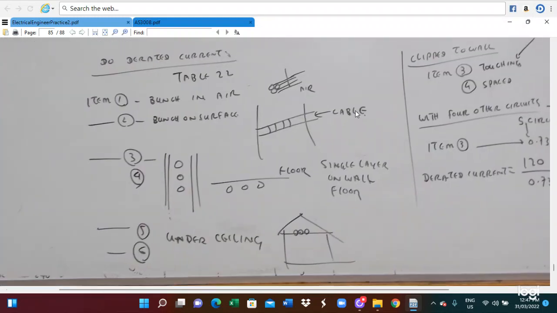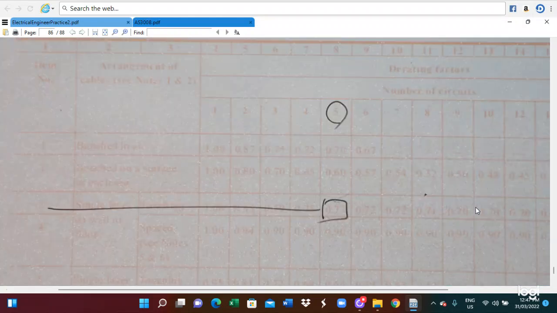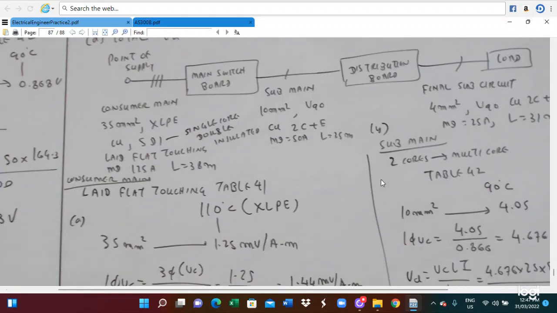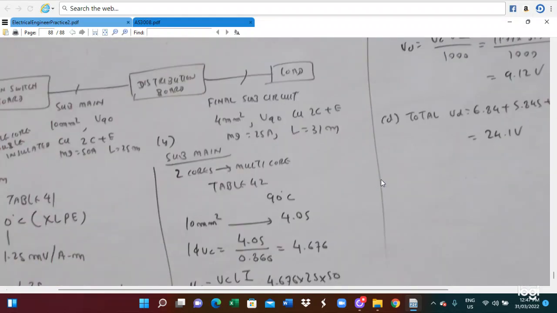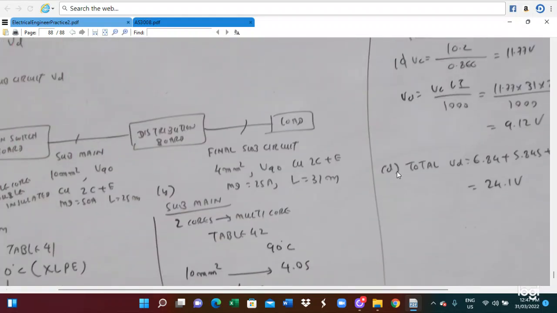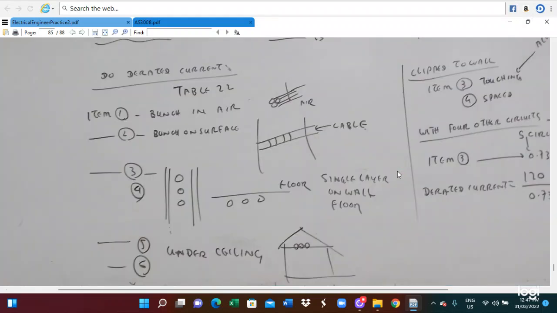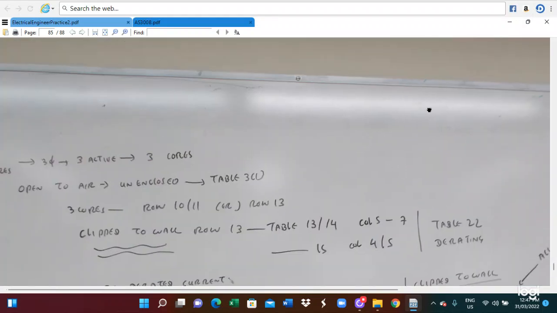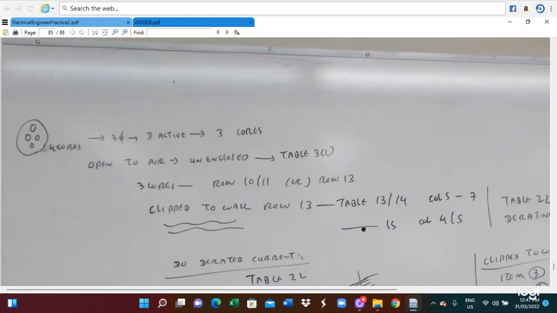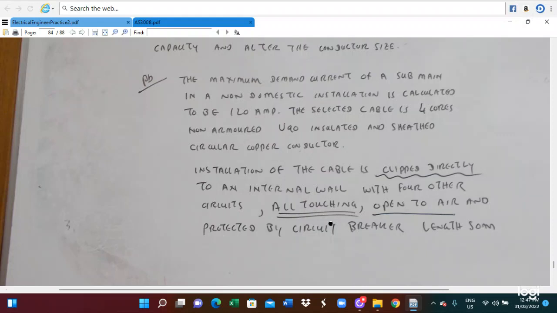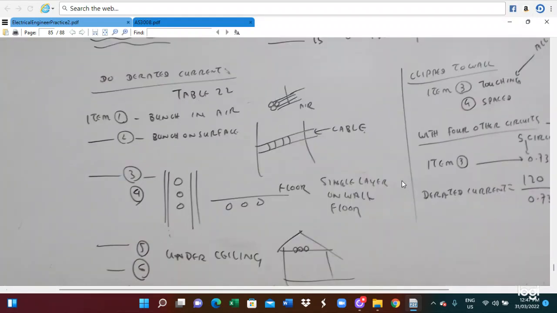Based on this derating factor, you find the maximum demand current we can get by using this derating factor. So this is how we find the derating factor in this problem, and this is the maximum demand current we get.